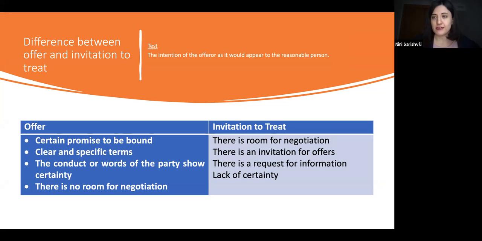Offer is a certain promise to be bound, with clear and specific terms, the conduct or words of the party that show certainty, and there is no room for negotiation. So this is the key. If you see in the statement that it's still not very clear, it still shows some room for negotiation, it's not written in very specific or clear terms, that should be an indication to you that it should be an invitation to treat rather than an offer. Offer is always very certain, clear, specific, and does not give room for negotiation.